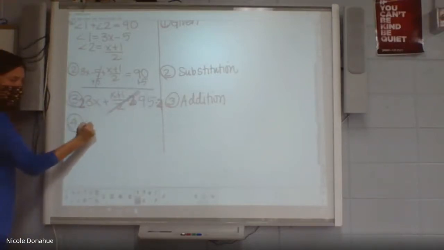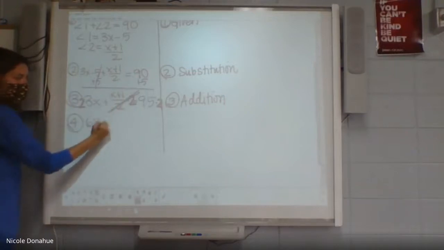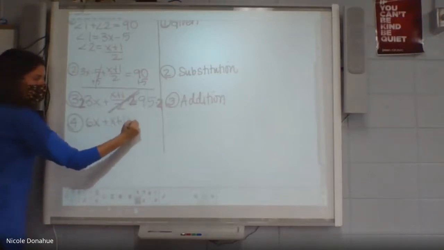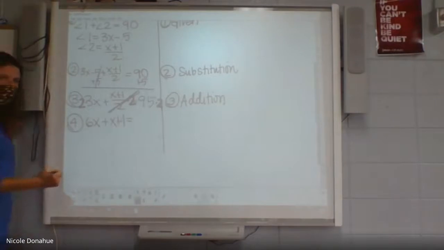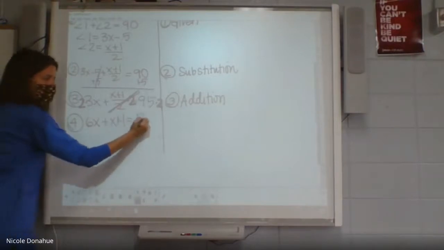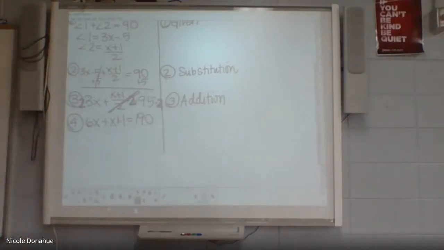So to get rid of this divide by 2 here, I have to multiply. This becomes 6x. This is just x plus 1. And then this is 95 times 2, which is 190, I think, right? And so we did multiplication there.